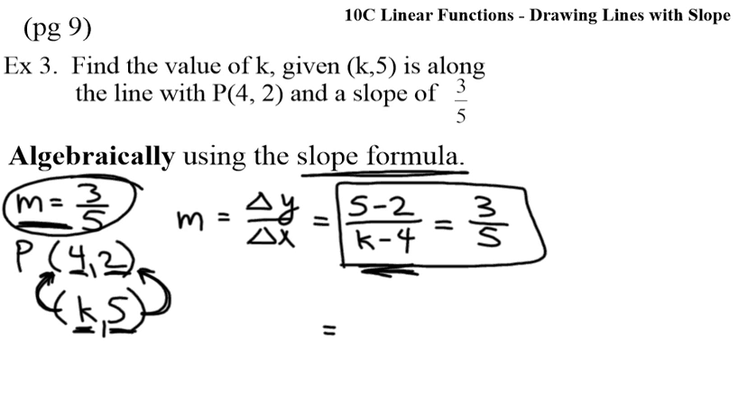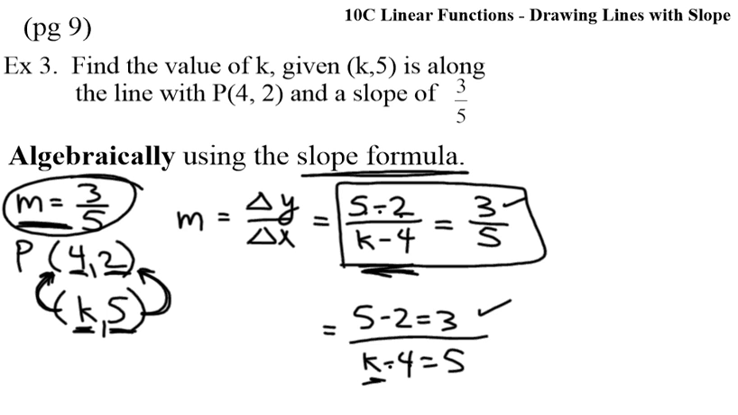When I take a look at this, 5 minus 2 equals 3. So right away, perfect. We have 5 minus 2 equals 3. That's what we want. And that has to be over k minus 4 equals 5. Well, what minus 4 equals 5? Well, k has to equal 9. And there you go. We can use the slope calculation, knowing what our slope is, to calculate the unknown.